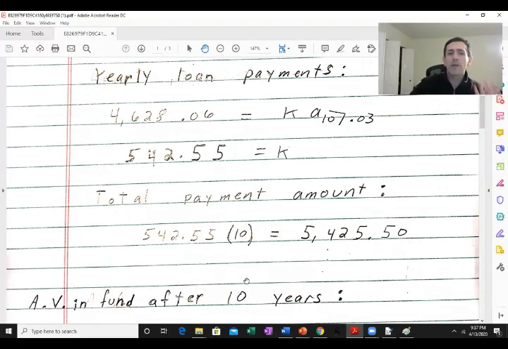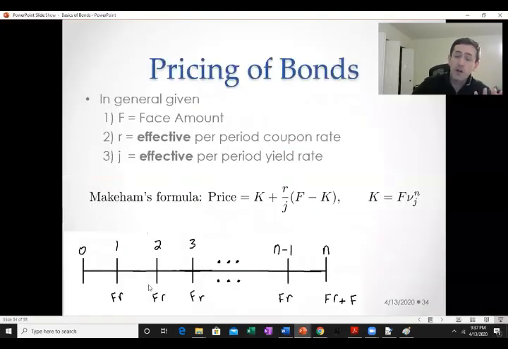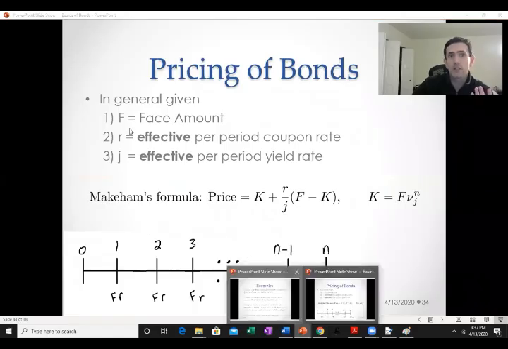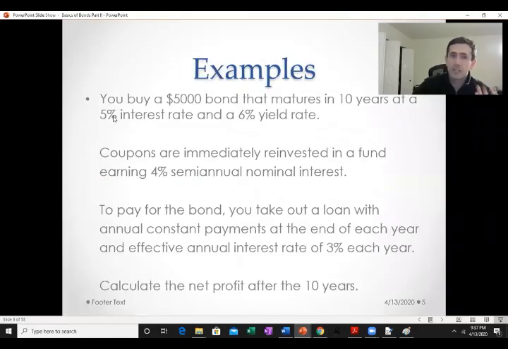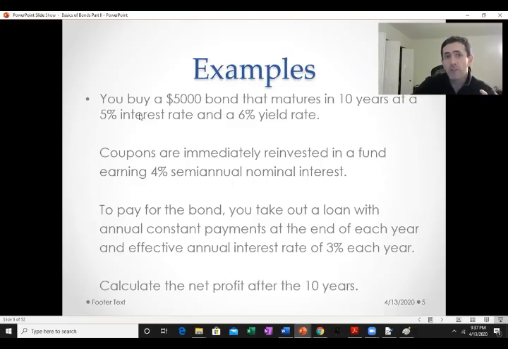Okay, so what's the accumulated value in the fund after 10 years? Well, remember that you're making coupon payments into this fund of F times R. Okay, and again, R is the bond coupon interest rate, same thing. This is a semi-annual nominal rate, so divide by 2. 2.5% is the coupon rate, or 0.025. So the coupons each 6 months is F times R, 5,000 is F, R is 0.025.